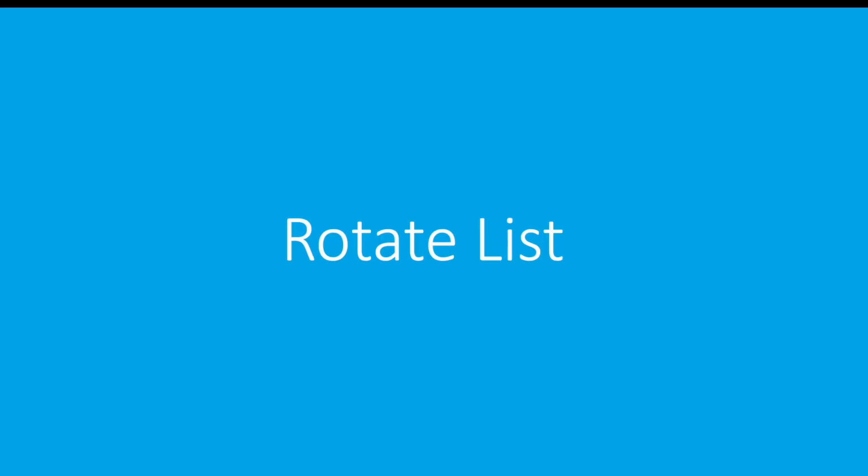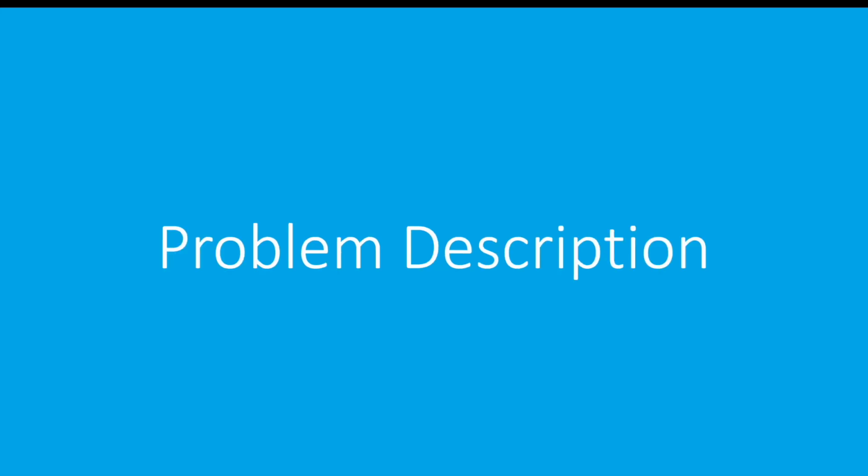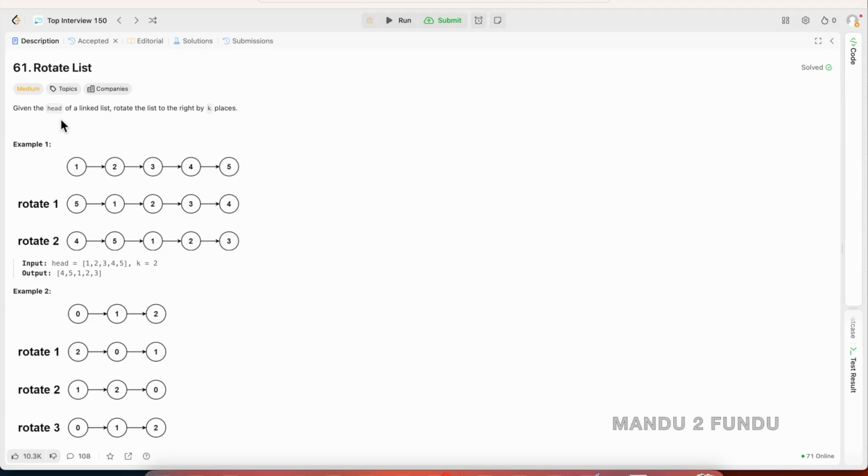In this video, I'm going to discuss the solution for rotating linked list. Let's look at the problem description. We are given the head of a linked list and we have to rotate the linked list to the right by k places. Let's take a look at example 1.